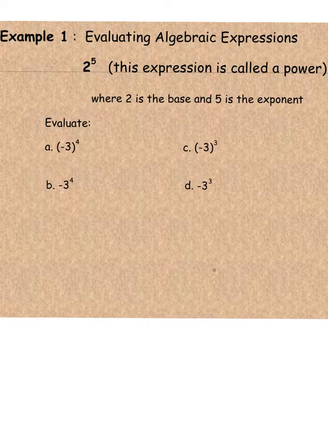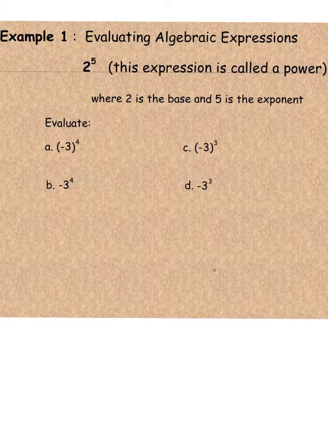If we look at 2 to the 5th power, that whole expression is called a power. The number 2 is the base, and the number 5 is the exponent. We'll look at 4 examples here where we'll evaluate the following. The first one, example A, we have the quantity -3 to the 4th power.